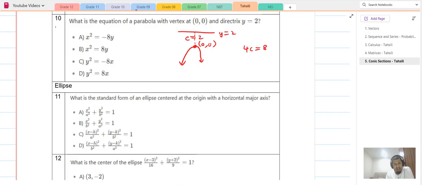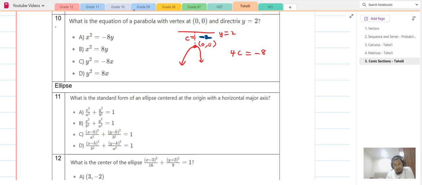No, the value of c shouldn't be 2, the value of c should be -2, because it's opening downwards. So just be careful, because it's opening downwards, the c value is -2. So when you're writing this out, 4c is equal to 4 times -2, which is -8.